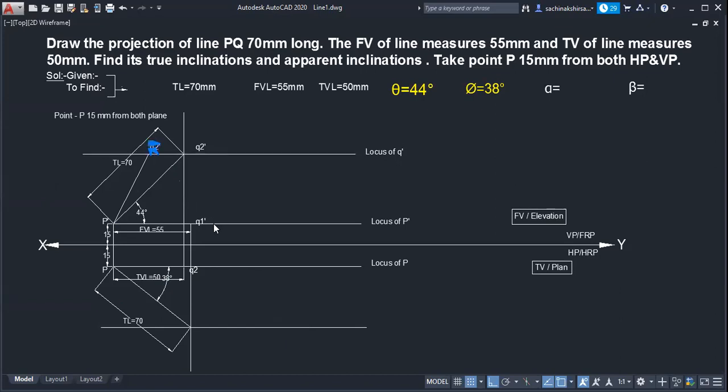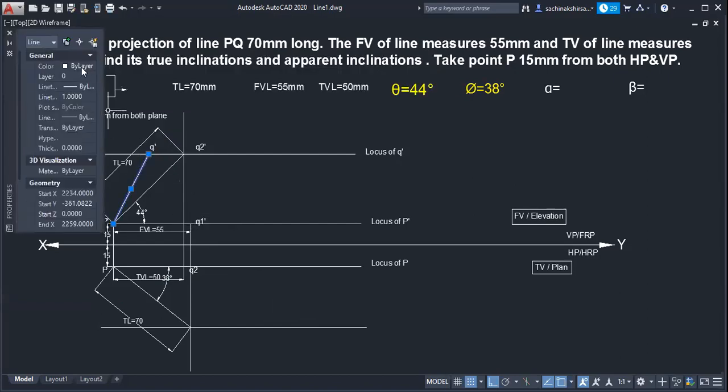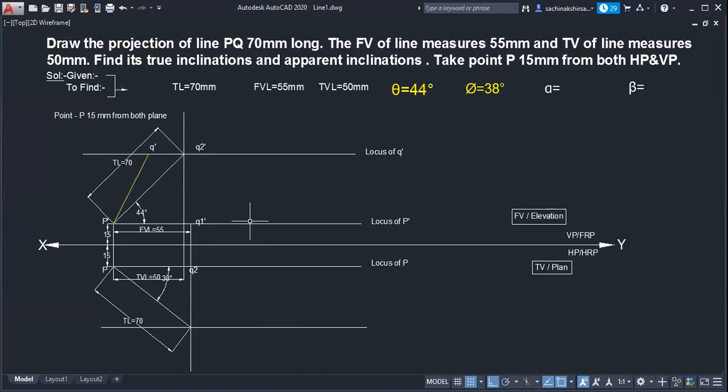This will be the Q dash point, and this will be the front view length of that. Sir, how did you draw it? This Q1 dash point, we have rotated it, assuming it as horizontal. But now that point will be on that locus of Q dash, no? That's why we rotated the FVL till it meets that locus Q dash. Does it come to mind?